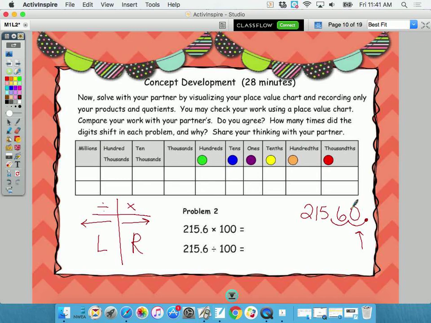Okay, now write that number down. 21,560. And please tell me how to say that number, Jaden.